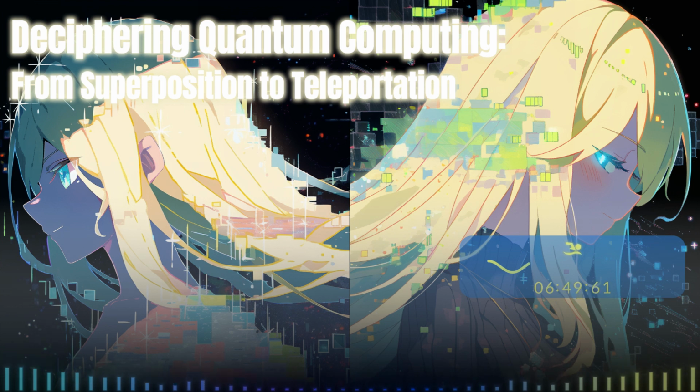Moving on, let's dive into our second topic: why is decoherence a major challenge in quantum computing? Quantum systems are incredibly delicate, and external influences like temperature fluctuations or electromagnetic radiation can disrupt their operation. This phenomenon, where qubits lose their quantum characteristics and behave more classically, is called decoherence.